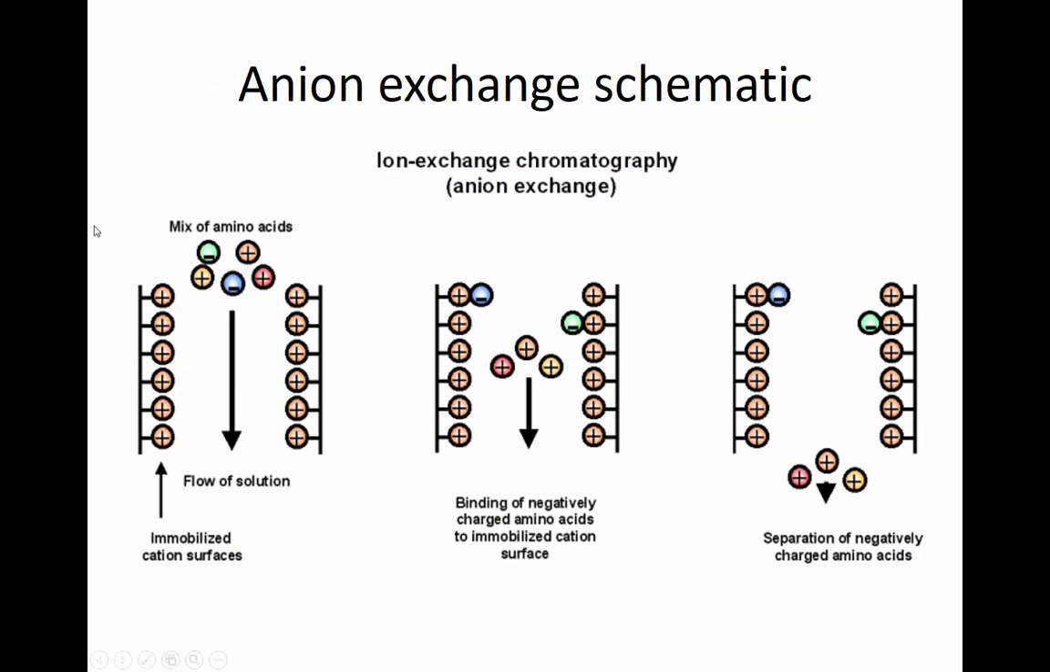And here's what this looks like if we're looking at a column that has the stationary phase on the walls. We have a mixture of, say, amino acids, which will all have some kind of different charge. We have cations immobilized on the surface of the wall here. Solution flows through. You will bind the negatively charged ones right away, while the positively charged ones kind of go through. And then that separates the negatives from the positives here.